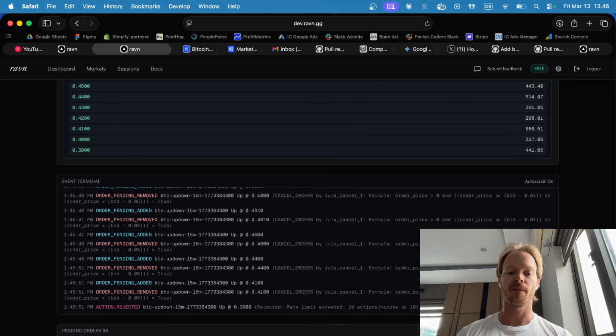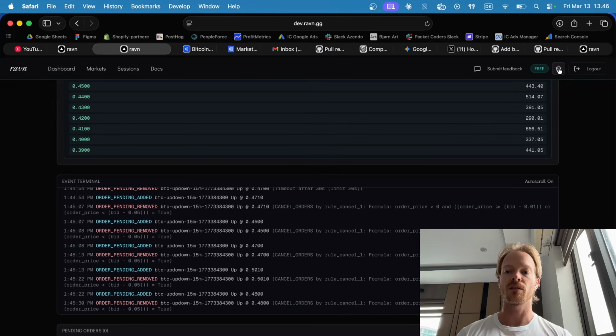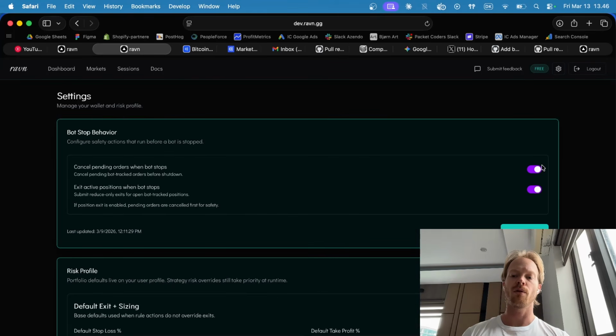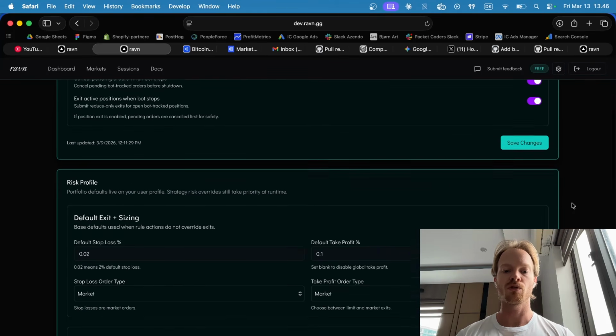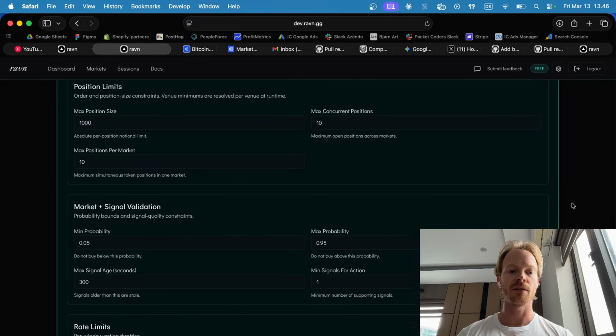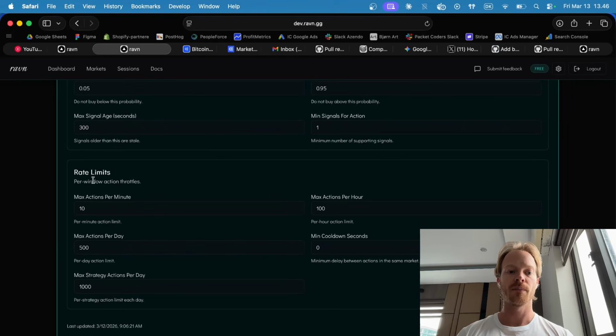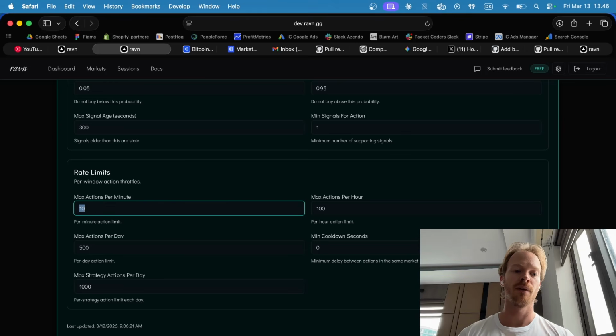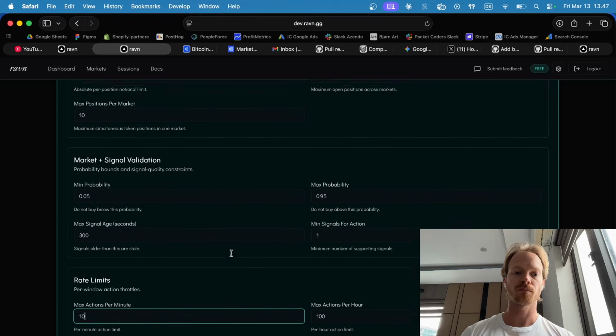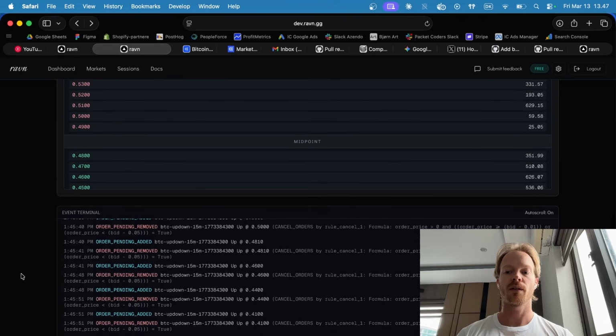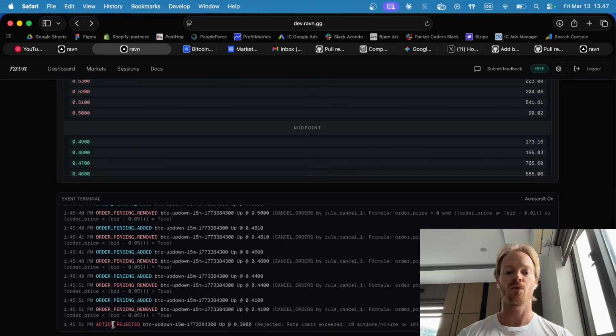But the way you do this is actually from the settings. So if you go to the settings, and currently it's a portfolio setting, you can scroll down, and you can see the rate limits here. So you can set how many actions you want to happen per minute maximum. So in this case, it was 10. So if the 11th action, for example the buy action, would be completely rejected. And you can also set per hour, per day, and so on. So yeah, now the strategy is basically not firing because we had that action rejected.